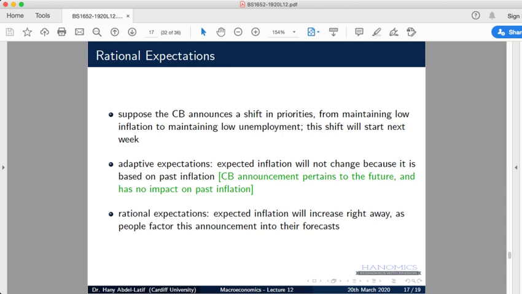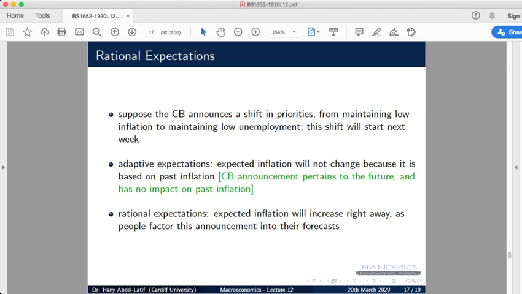However, if the way people form their expectations about future inflation is more according to rational expectations, in that case the expected inflation rate will increase right away because they will factor this announcement into their forecast about the inflation rate. So according to rational expectation, if there's a change that makes people believe it will affect inflation in the future, they will factor this into their forecast regarding future inflation. And that's the difference between adaptive and rational expectation.